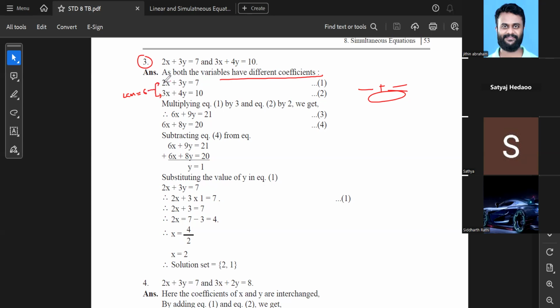So, in order to make 2 into 6, what do we have to do? I'll have to multiply this by 3. Obviously, I cannot multiply only the first variable with 3. If I'm multiplying, I'll have to multiply the whole equation by 3. Left hand side, complete left hand side, I'll have to multiply by 3, and complete right hand side also I'll have to multiply by 3.